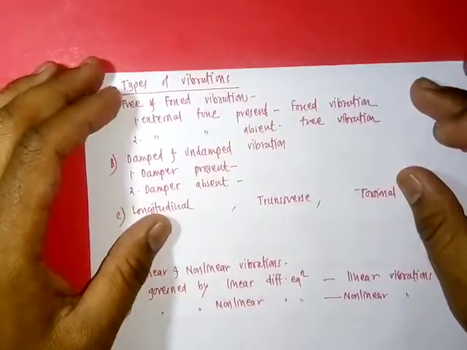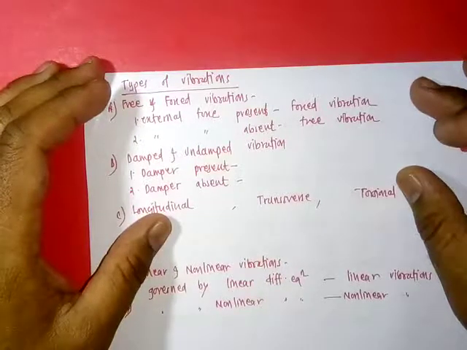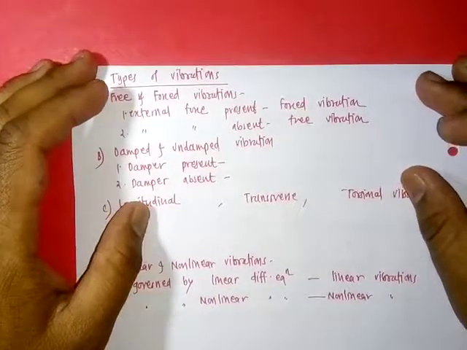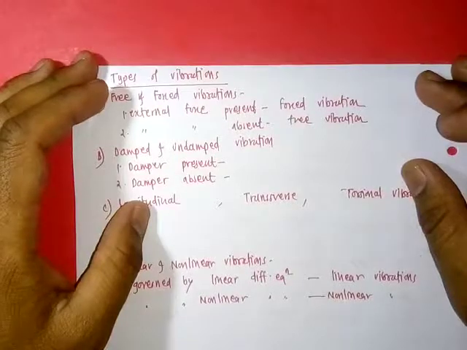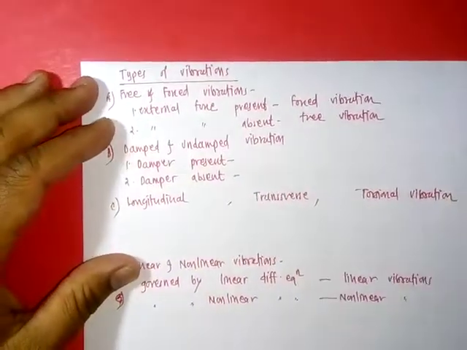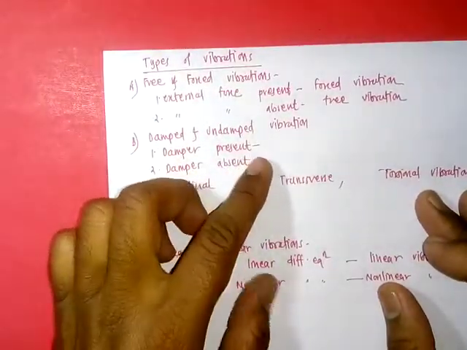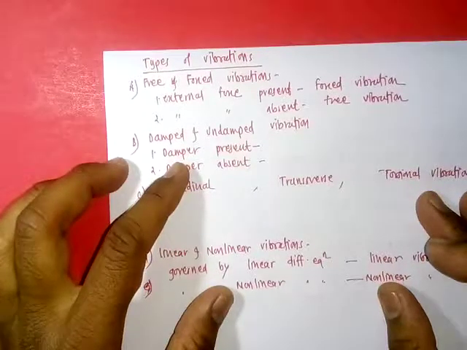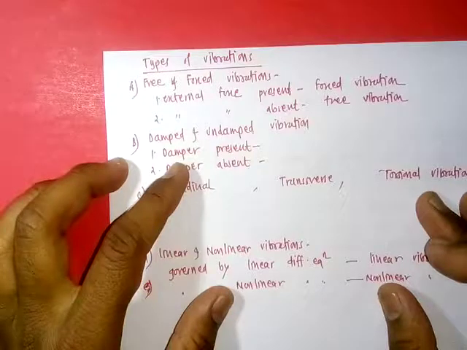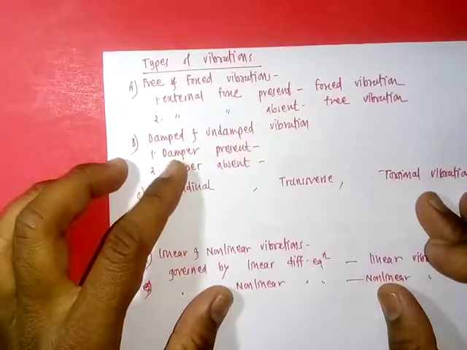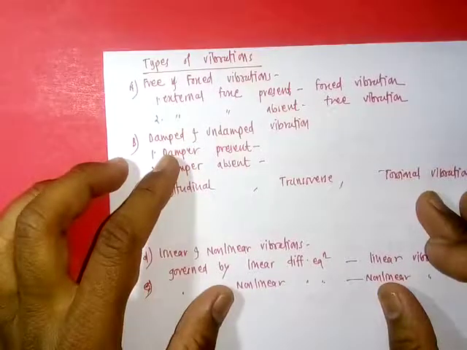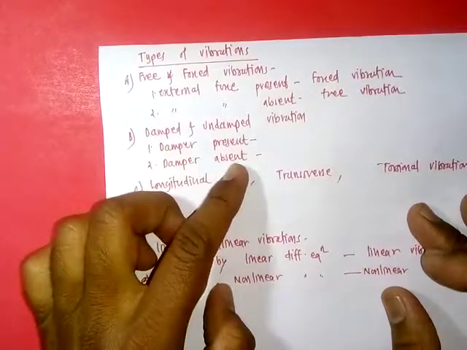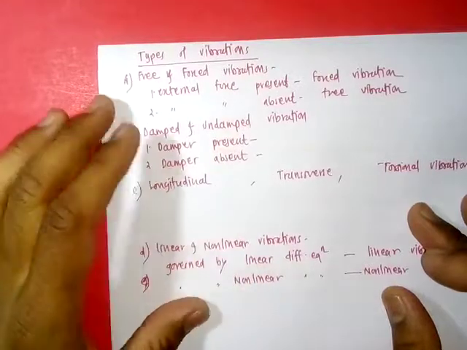In case of free vibration, the body or system will vibrate with its natural frequency. In case of forced vibration, the system will vibrate with its forced frequency. Then the next type is damped and undamped vibrations. We have seen in the last video that a damper is an element which absorbs energy and makes the system come to rest. If a damping element is present, then the vibration is called damped vibration. And if the damping element is absent, the vibration is called undamped vibration.